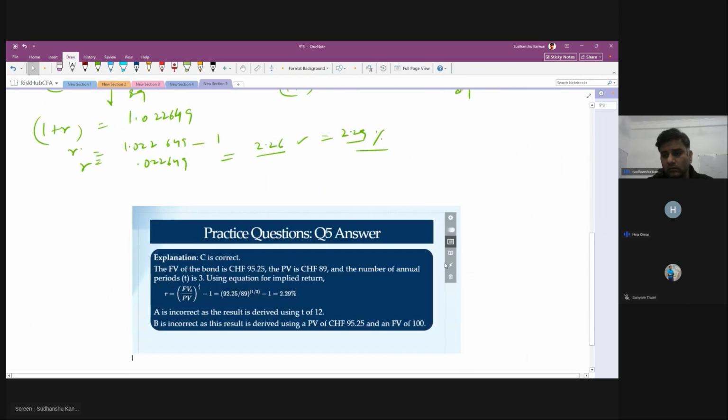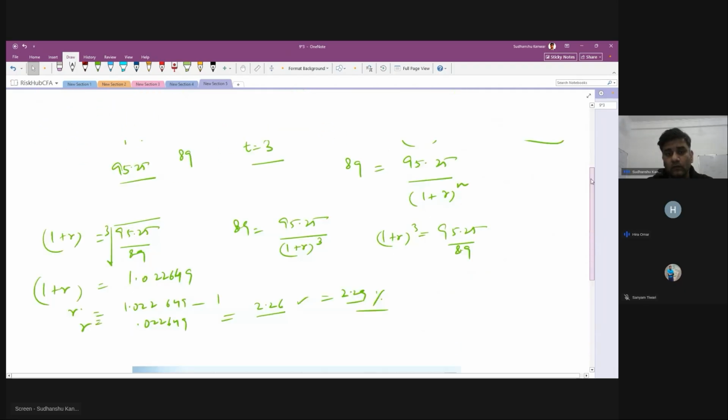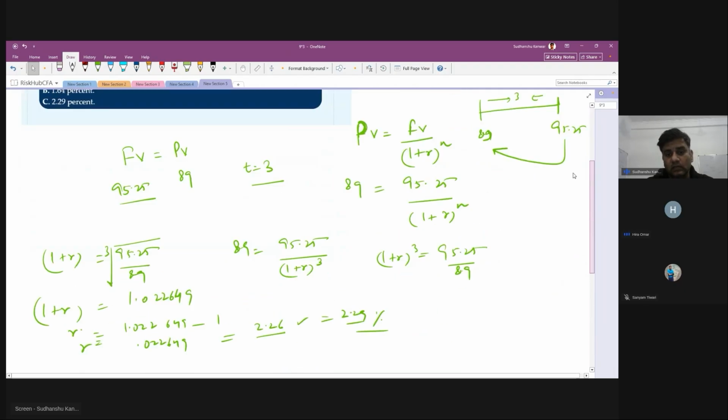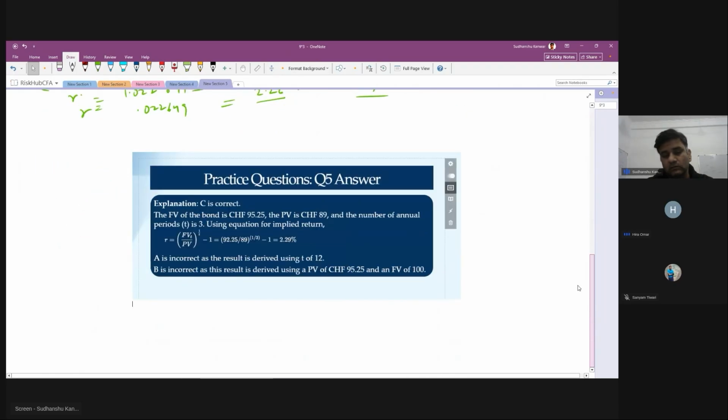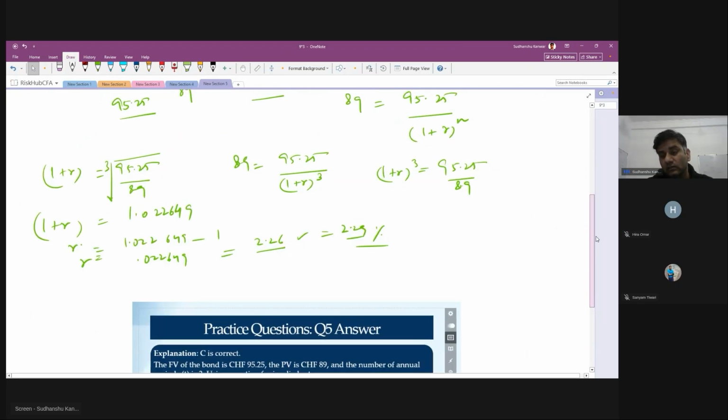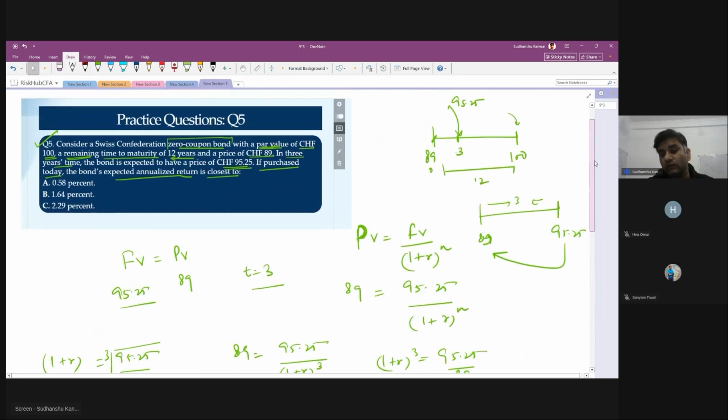So is this 2.29 the YTM? It's not a YTM, because what we are trying to see is only the return for 3 years. YTM is when we hold the bond for 12 years until maturity. I told you, YTM is only applicable when we are not calculating for 3 years here. I have to take 100. If I take it from 100 to 89, that will be my YTM.